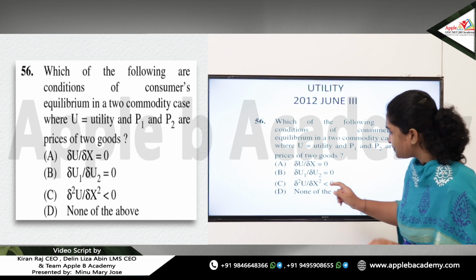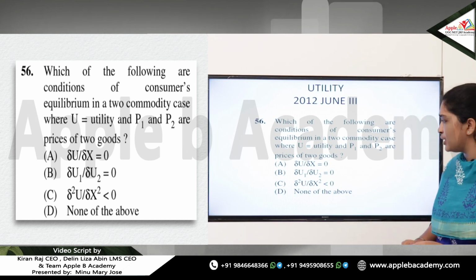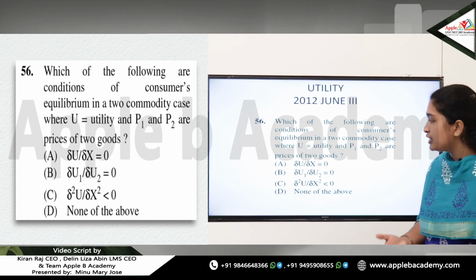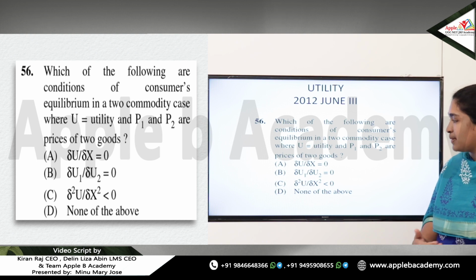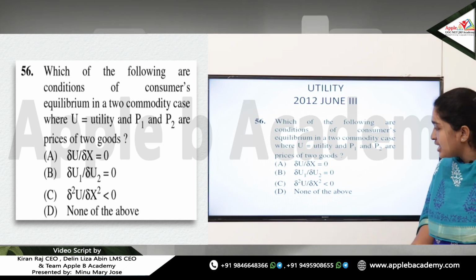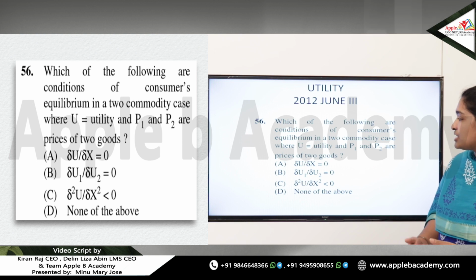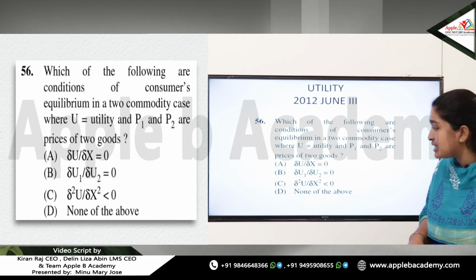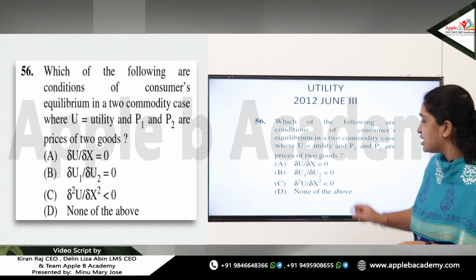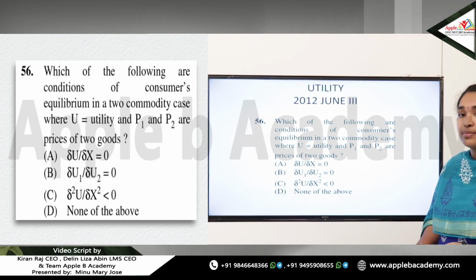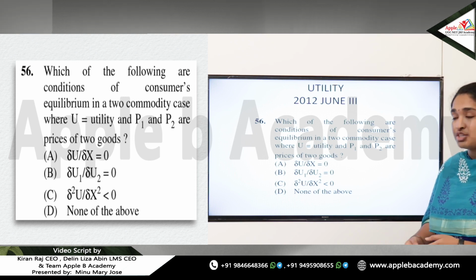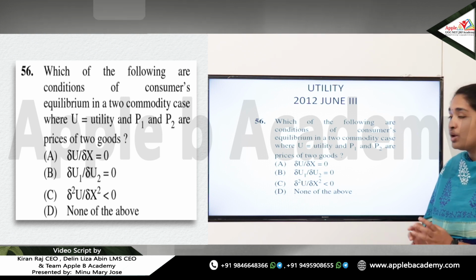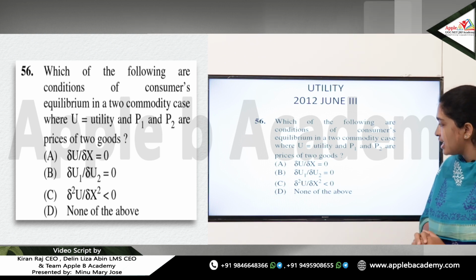The options given are: A, change in U by change in X is equal to 0. That is, change in U by change in X would be the marginal utility of commodity X, MUX, equal to 0. Option B is change in utility 1 divided by change in utility 2, the ratio of the marginal utilities of the two commodities, equal to 0. Option C is the second order derivative, delta square U divided by delta X square, is less than 0. And option D is none of the above.